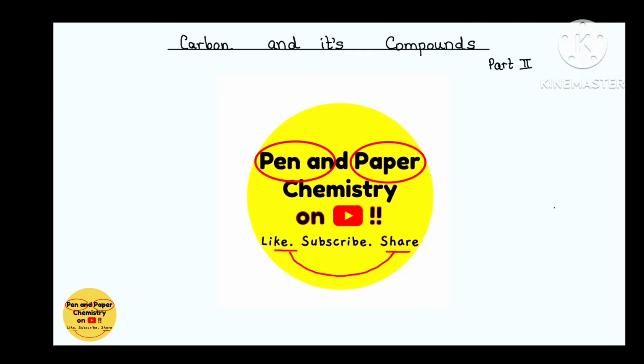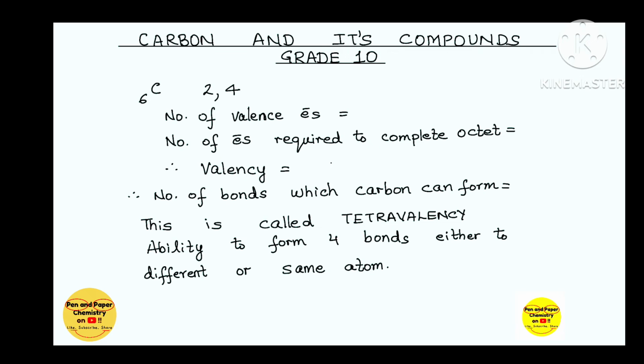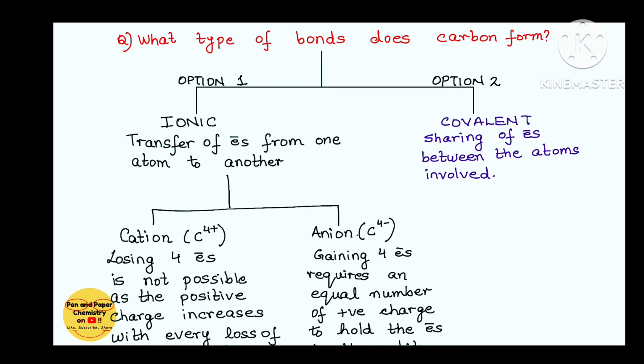With this video, we continue with the topic of carbon and its compounds, and this is part number 2. In part number 1, I've already introduced to you the unique property of carbon, which is called tetravalency. Today, we are going to continue with this topic and talk about something more.